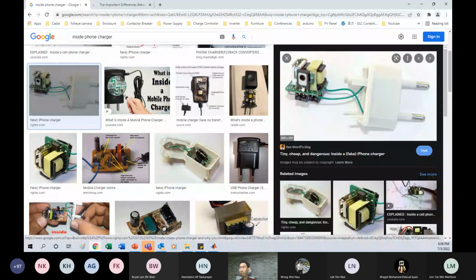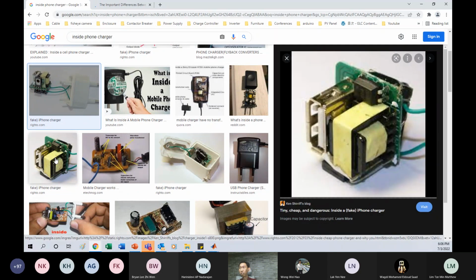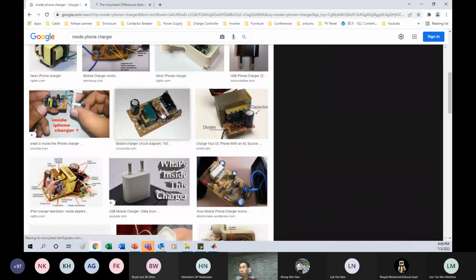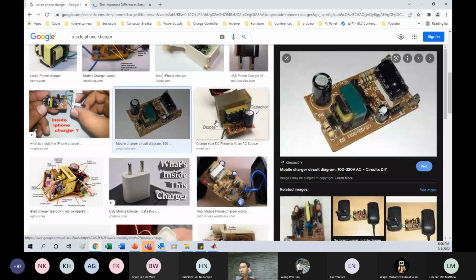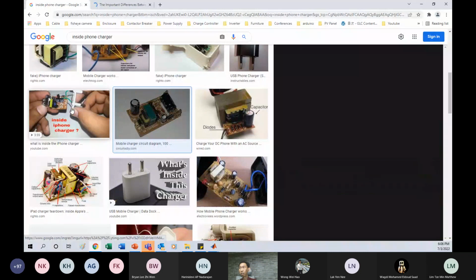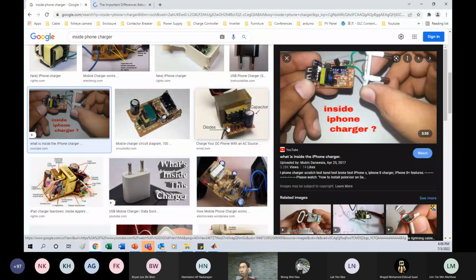High frequency switches. And also even the old phone charger, when you open, see. So these are inside of a phone charger.